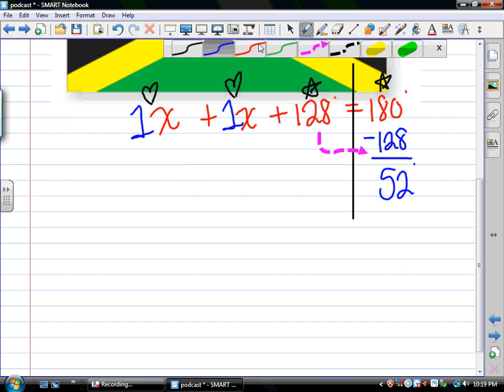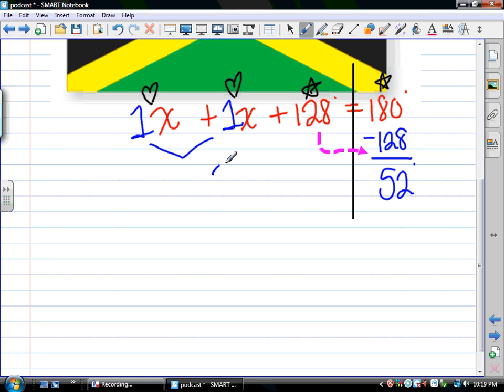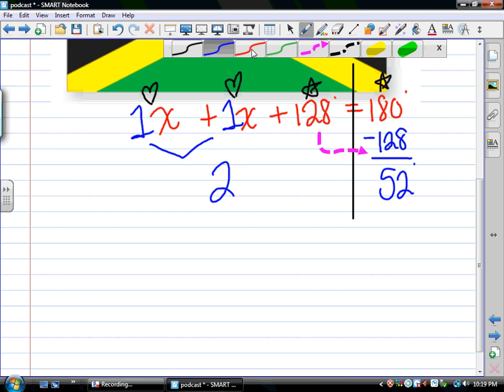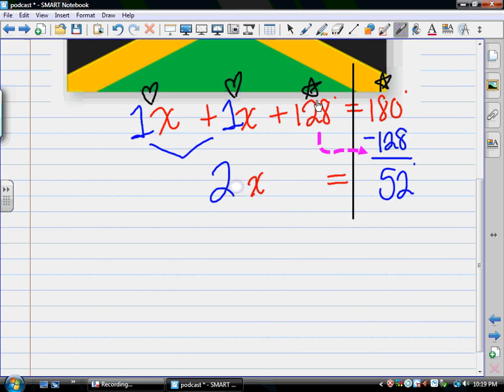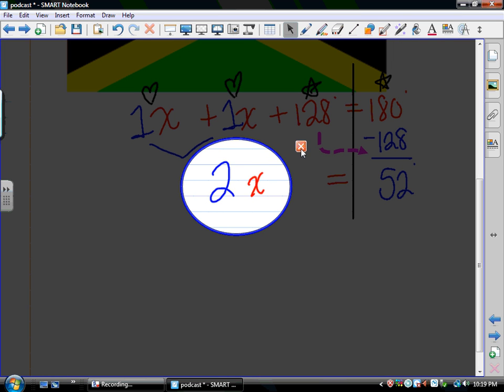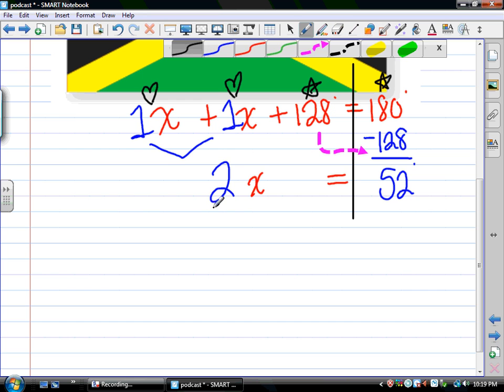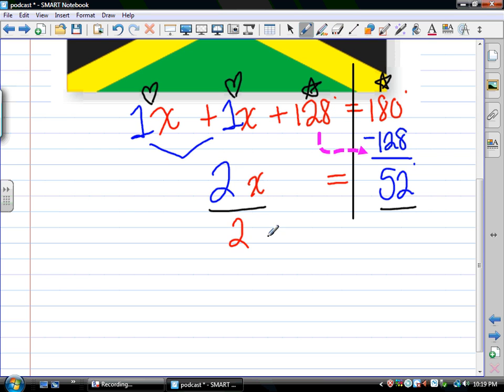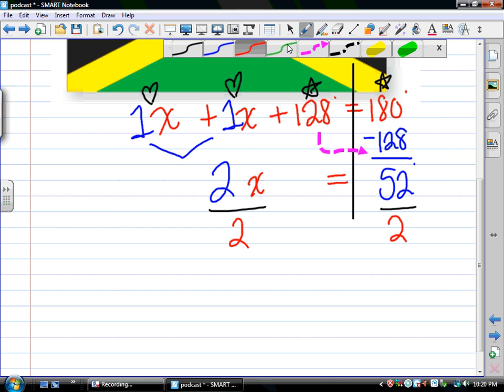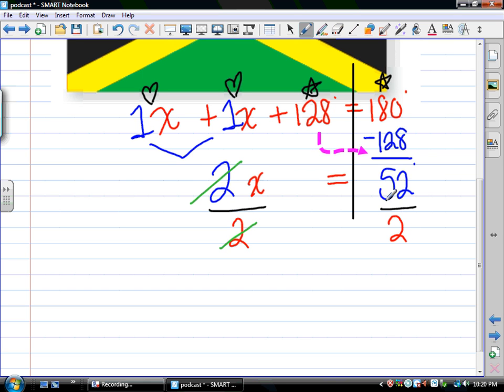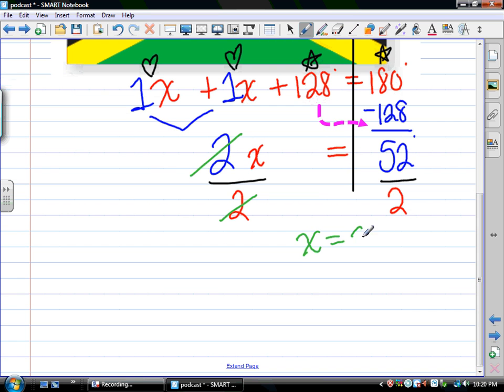1 plus 1, 2. Dog follows you everywhere you go. 2x equals 52. Inverse of multiplication, division. We write division with a fraction bar. Divide both sides by your coefficient. Nice vocabulary, Mr. Phillips. 52 divided by 2 gives you 26. X is 26 degrees.